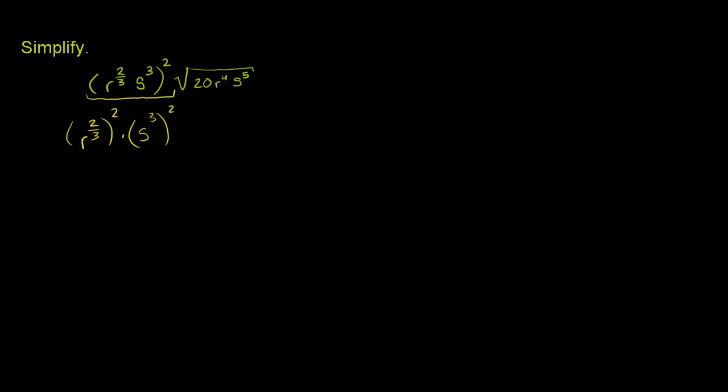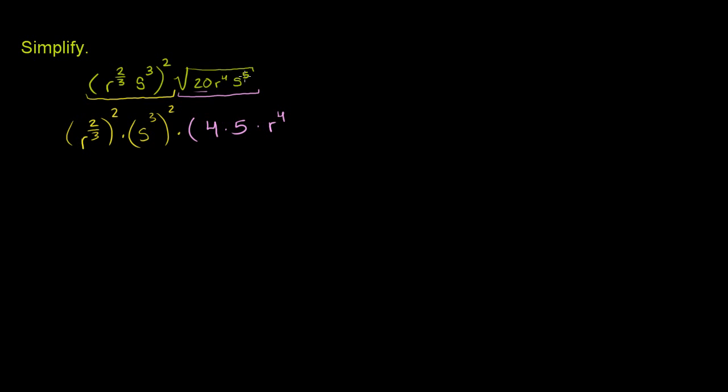And now let's look at this radical over here. We have the square root, but that's the exact same thing as raising something to the 1/2 power. So this is equal to, so times this part. Let me do this in a different color. This part right here, that is the same thing as 20. And instead of just writing 20, let me write 20 as the product of a perfect square and a non-perfect square. So 20 is the same thing as 4 times 5. That's the 20 part, times r to the fourth times s to the fifth.